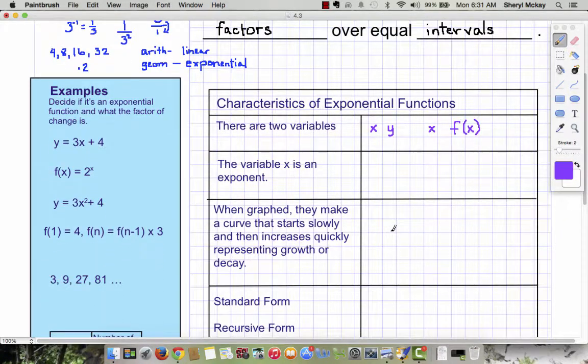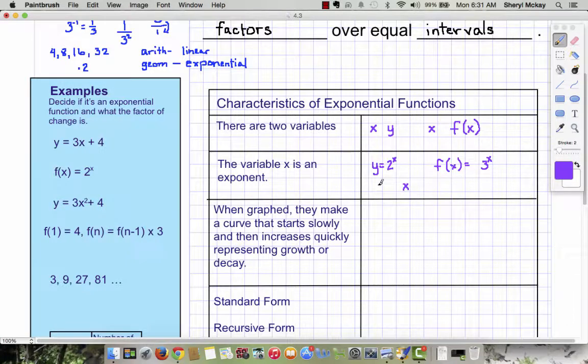The main difference about an exponential function is that the variable x is always an exponent. Let me show you what I mean. y equals 2 to the x power, or f of x equals 3 to the x power. The x is the variable, I mean, obviously we know that. The x is the exponent. You might even see it like this.